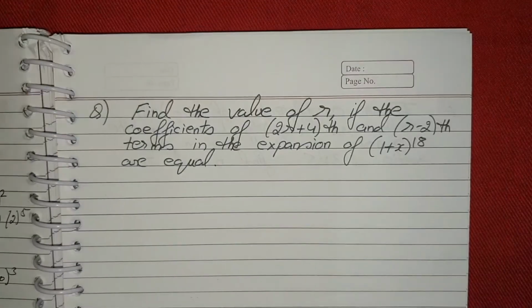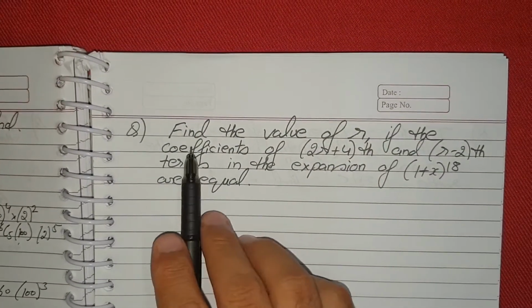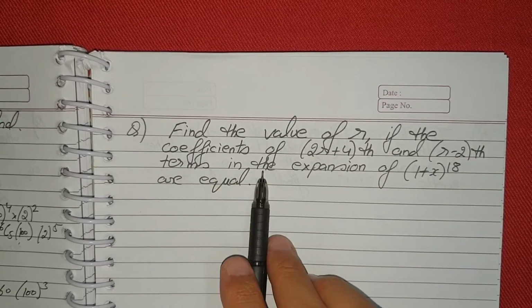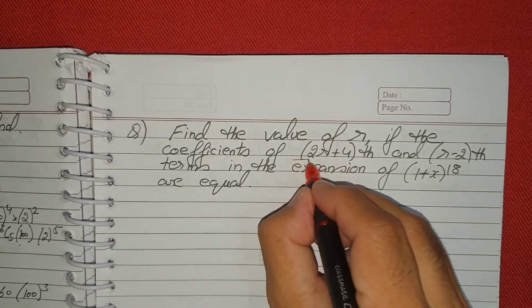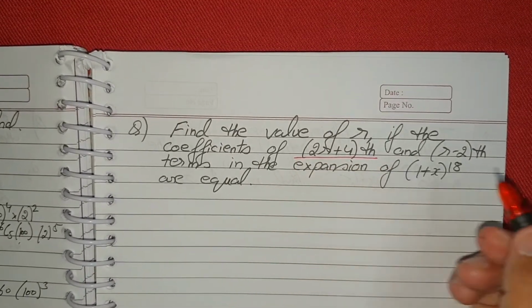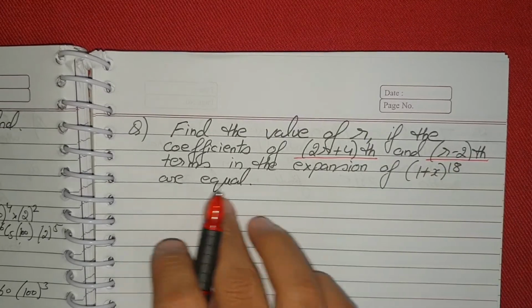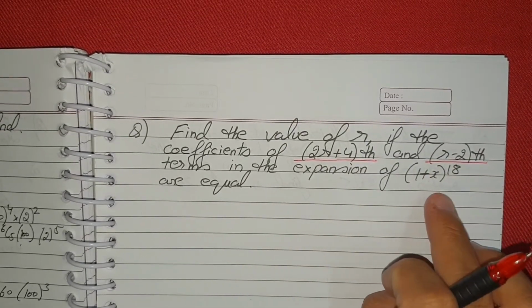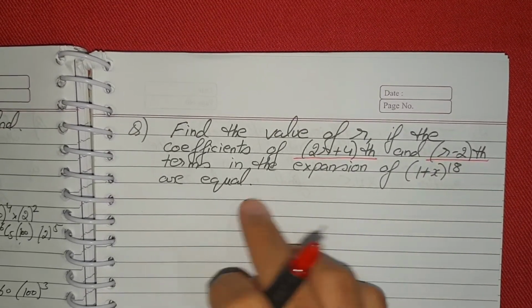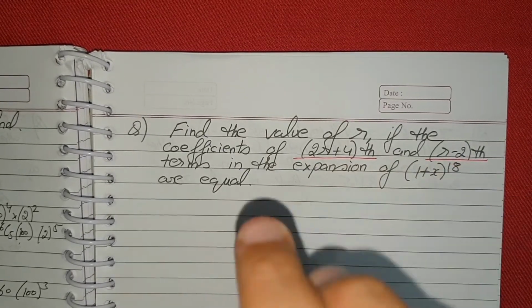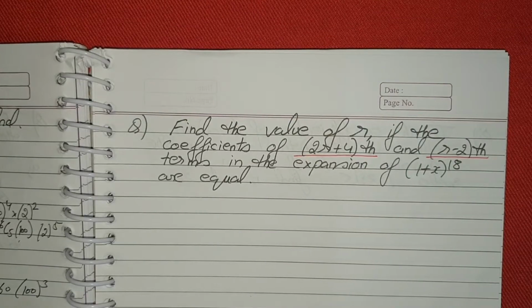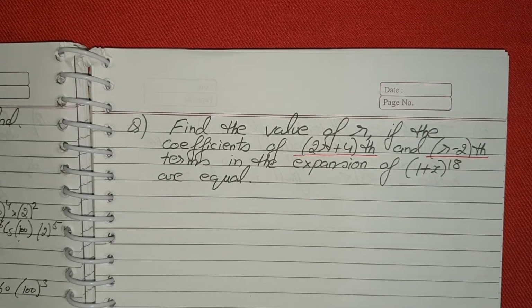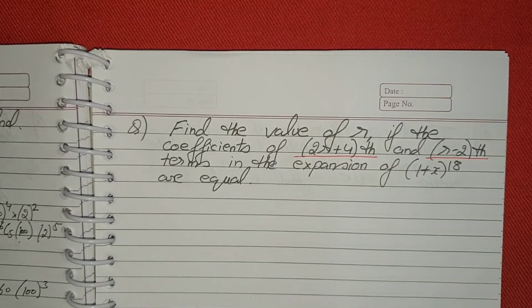Next question. Now, find the value of r if the coefficient of the 2r plus 4th term and the r minus 2th term in the expansion of (1 plus x) to the power 18 are equal. These are the coefficients and they are equal. And what is the binomial expansion? 1 plus x to the power 18. This is our binomial expansion.